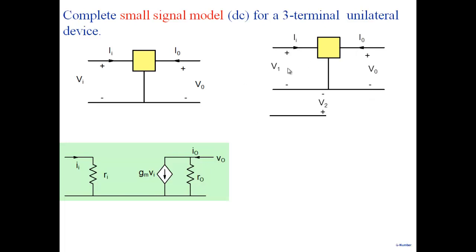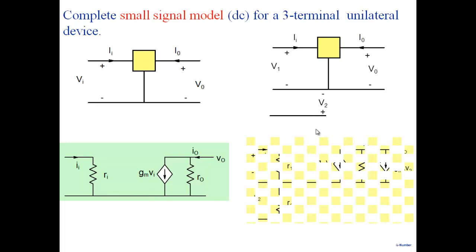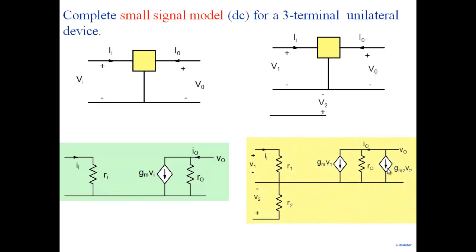Another term depending on V1 here, what will that look like? GM1 V1. Another term depending on V2, what will that look like? GM2 V2, right? So my small signal model that you see will become like this.